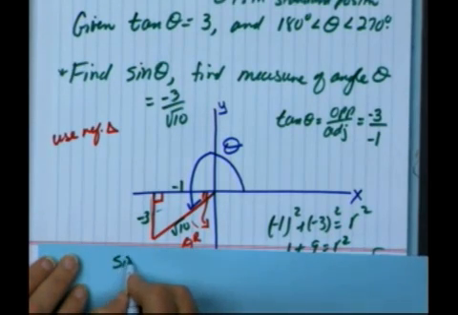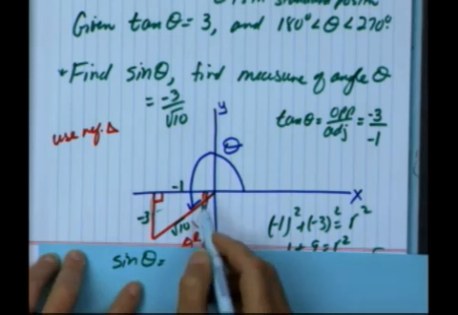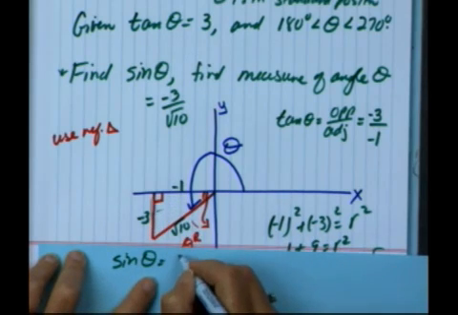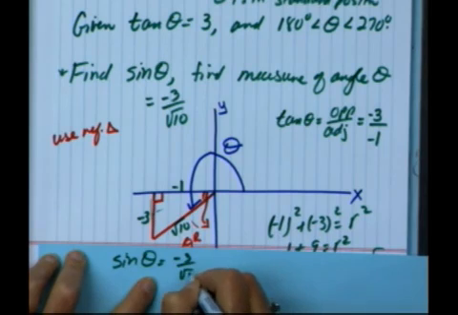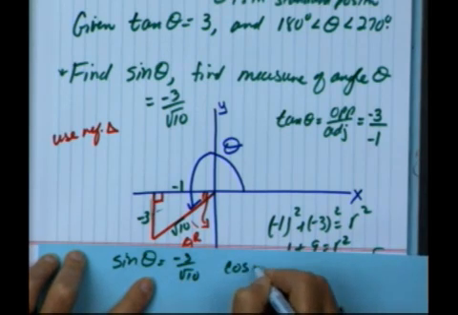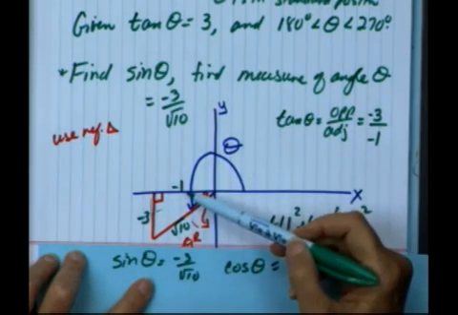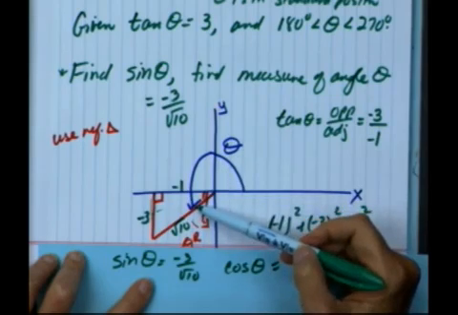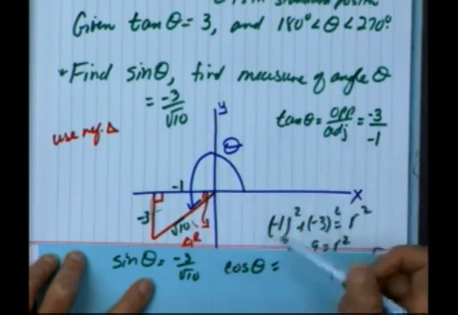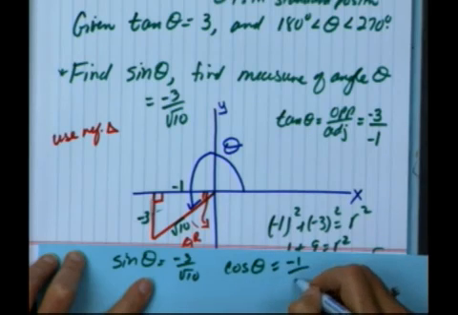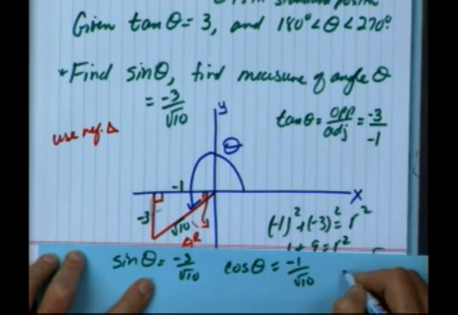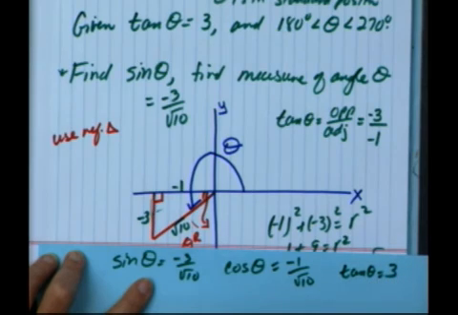We just saw that the sine of the big angle, using our little reference triangle, is negative 3 over the square root of 10. What's the cosine of the big angle theta equal to? What's the cosine of this big angle using your little reference triangle? Negative 1 over square root of 10. Everybody good? And we know that the tangent, we were given that, is 3.